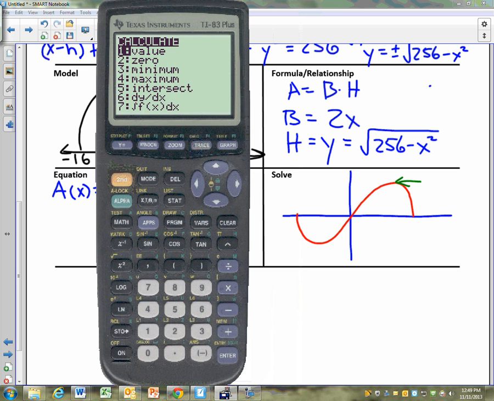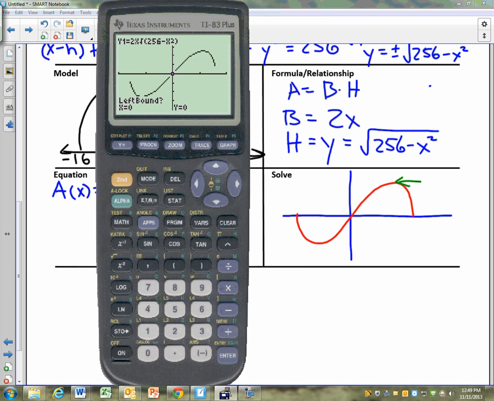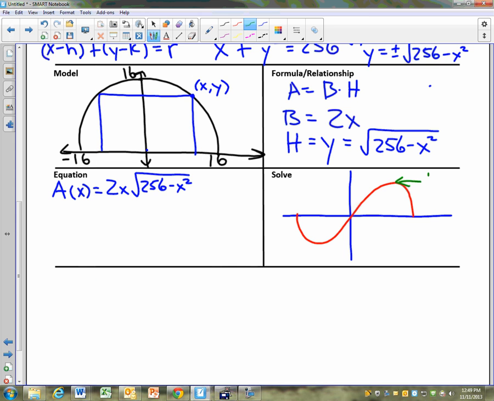So I can calculate number 4. All the way up. Need to move to the left. I move to the left. Move to the right. Move to the right. Enter on guess. 11.31 and 256.